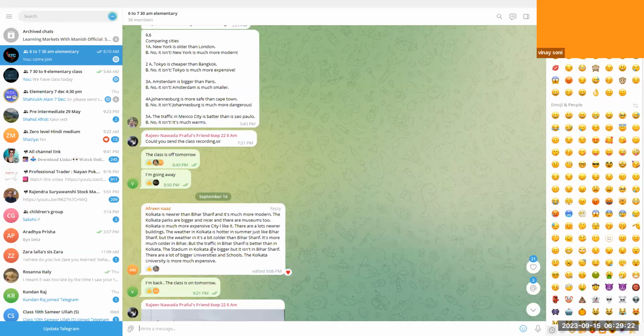Similarly, Kolkata is a much more expensive city. And it's obvious, much more expensive than Bihar Sharif, but I like it. Afrin, as you have corrected one mistake, correct this mistake as well. I think you have put the letter A in the wrong place. In everything, you have put everything in the wrong place. Read your sentence.